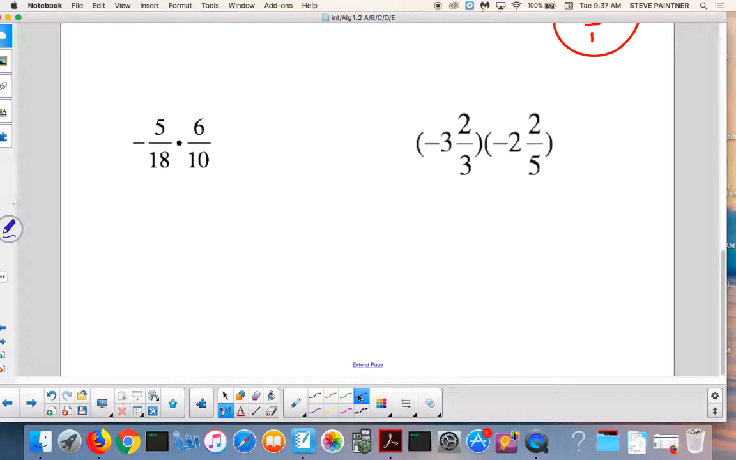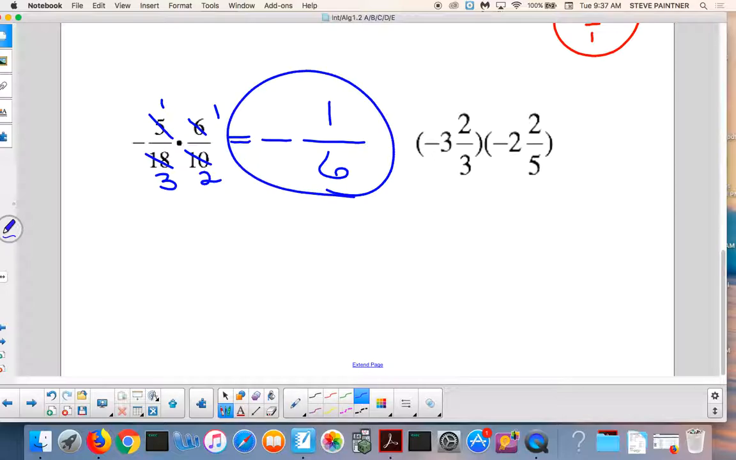Dallas, does anything cancel? Yeah, this one. Okay, 5 and 10. Dallas says knock out the 5, put a 1. Knock out the 10, put a 2. And 6 and 18, 3 and 1. 6 goes into 18 3 times. 6 goes into 6 once. Remember, it's a negative times a positive. The answer is what? Negative, for sure. 1 times 1 is 1, 3 times 2 is 6. Bingo, done.